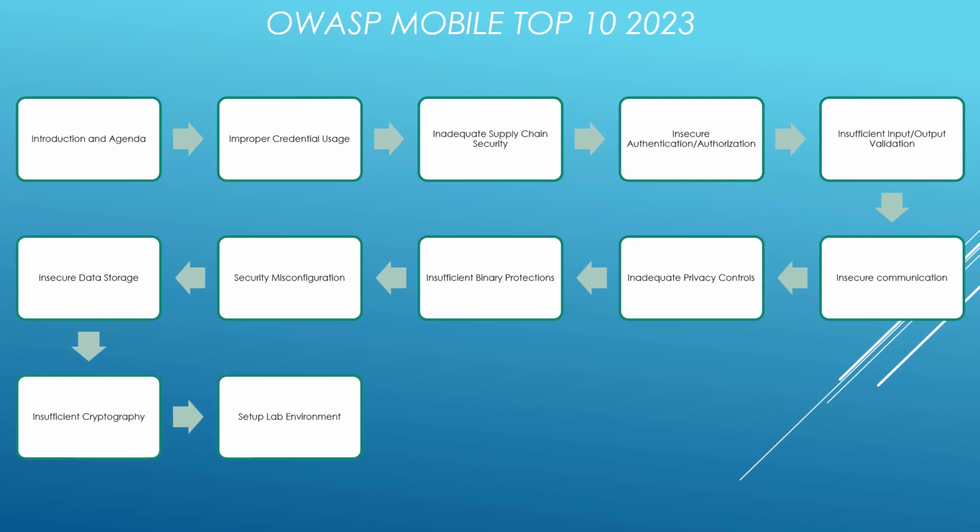Let's move to the next agenda item, which is setting up the lab environment. We'll try to set up a lab environment as we are going to do hands-on demos on these security vulnerabilities. We will set up a vulnerable mobile application, and then we will try to identify some of these security vulnerabilities in that mobile application. It's going to be really interesting, and that's why we have kept a few hands-on demos in this course, so that you can understand how to identify these security vulnerabilities in mobile applications as a security engineer.